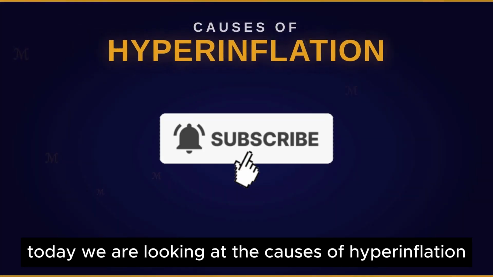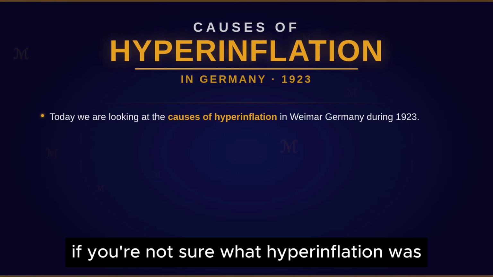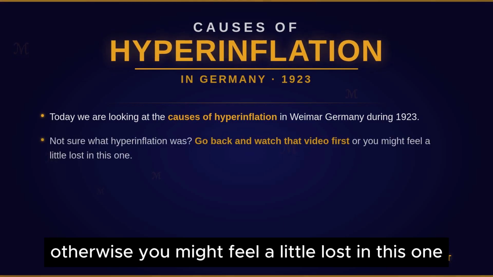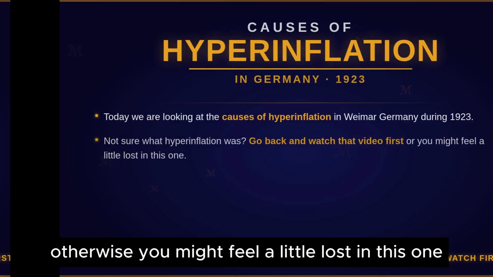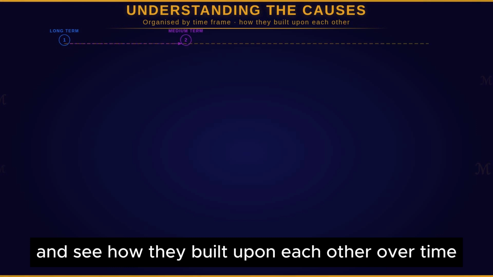Today we are looking at the causes of hyperinflation in Weimar Germany during 1923. If you're not sure what hyperinflation was, you should go back and watch that video first, otherwise you might feel a little lost in this one. To understand the causes clearly, we'll organise them by time frame and see how they built upon each other over time.